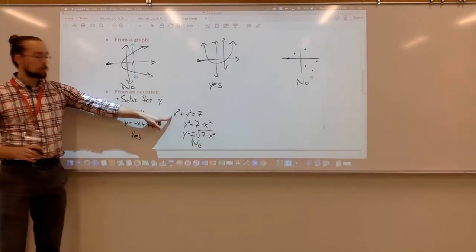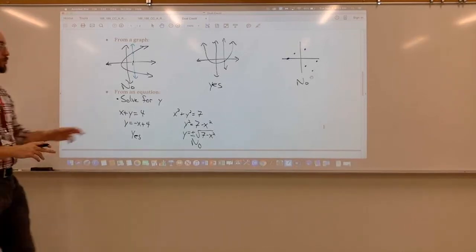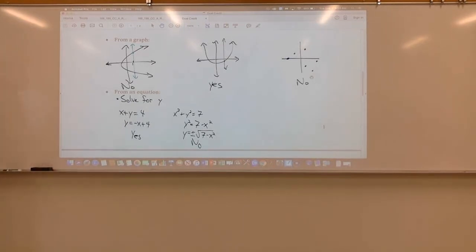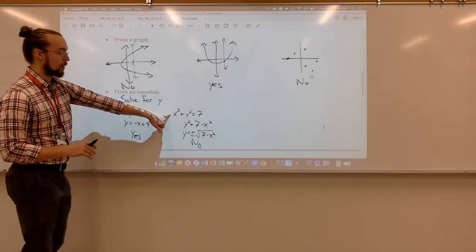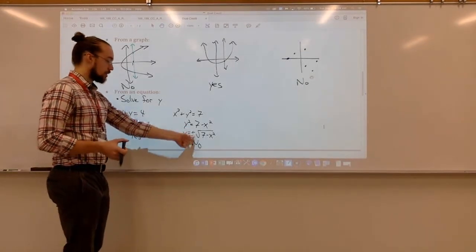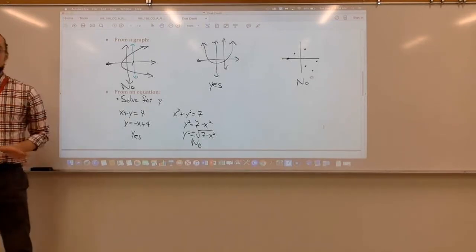Do we know what the graph of x squared plus y squared equals 7 is? What does that graph look like? Circle. Yeah, it's just a circle, a circle with a radius of the square root of 7. We'll talk a lot more about circles later on in the year, so you don't need to be able to recognize that that's a circle right now. But you should be able to solve for y and say, since there's a plus or minus there, this is not a function, and I'm going to get 2 different outputs for each input. Questions?